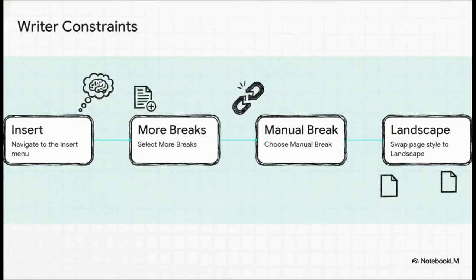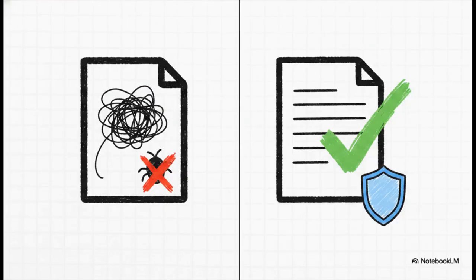So how do we break those page styling constraints? Well, you have to follow this exact, precise sequence. First, go to Insert. Then, select More Breaks. Choose Manual Break, and from there, you explicitly swap the page style to Landscape. By doing this, you're basically creating a totally isolated environment. You can now add customized headers to this brand new Landscape section without accidentally altering or completely breaking the formatting of your first portrait pages. Sticking to this precise maneuver guarantees flawless execution. Perfect layout control, zero bugs.